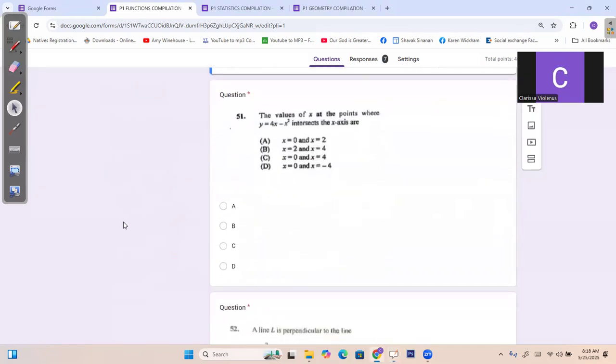The values of x for which the points intersect the x-axis. So at the x-axis, y is equal to 0. We've got to remember that. So y is equal to 0.